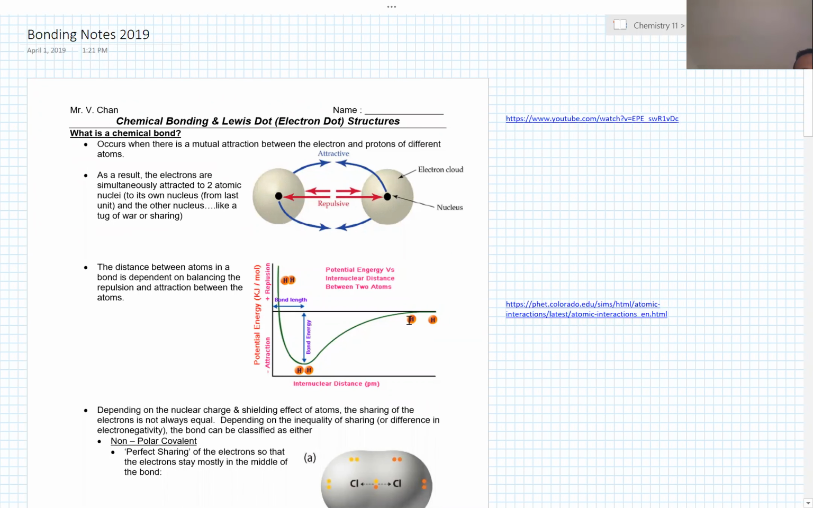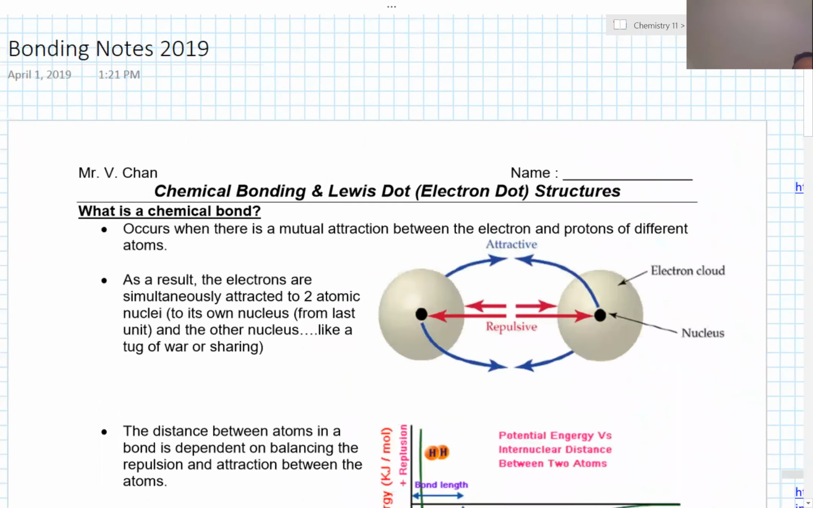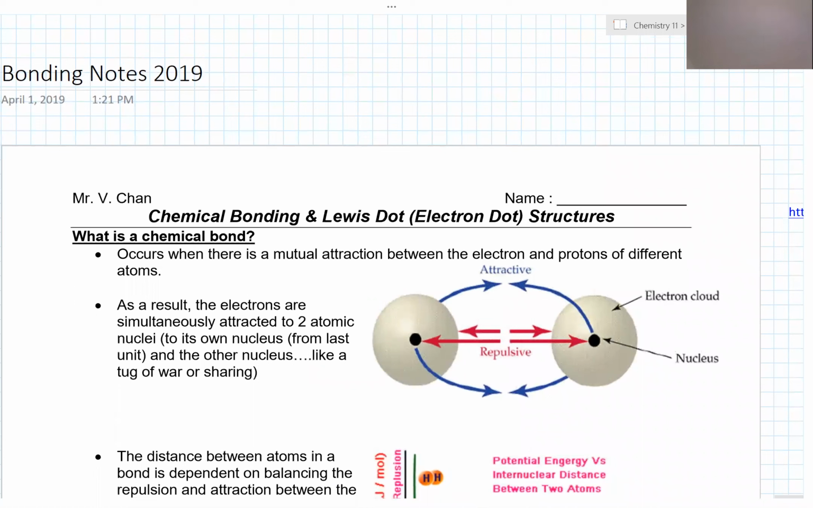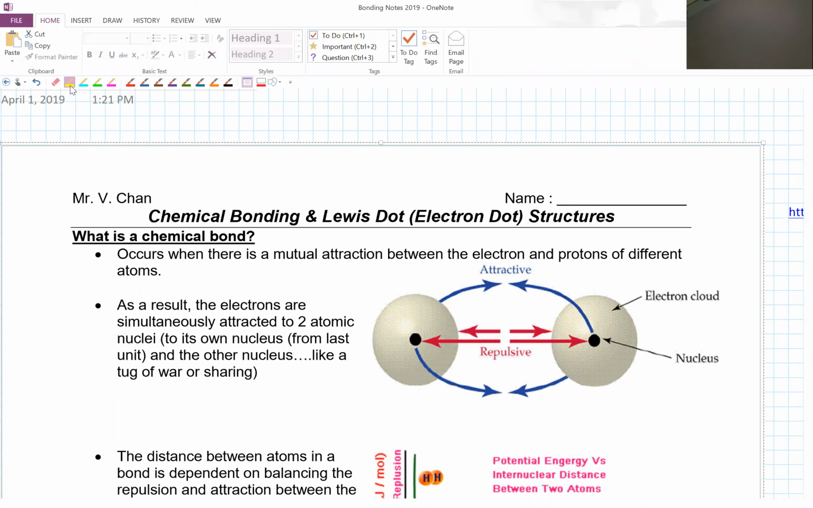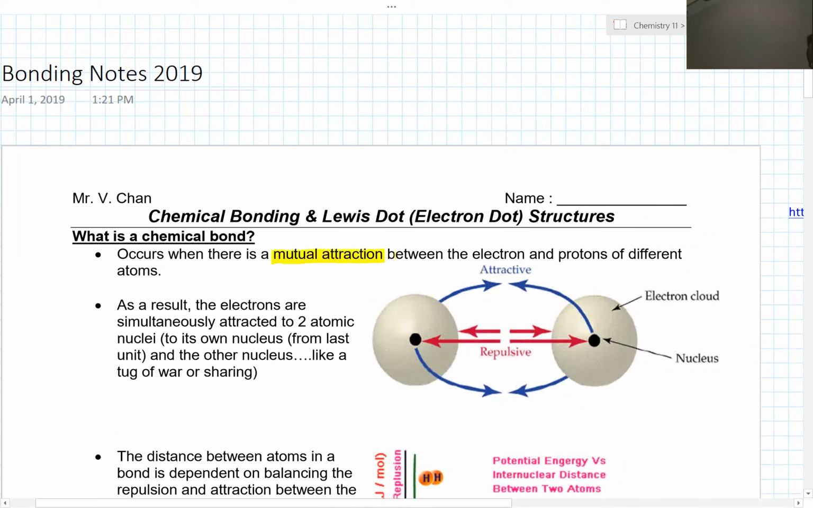You should have this as part of the note package that I gave you. So when we talk about a chemical bond, what is a chemical bond? It occurs when there's a mutual attraction between an electron and proton of different atoms. When we talked about periodic trends, we talked about the electrons and the protons of a single atom, but now we're talking about how they interact with each other.